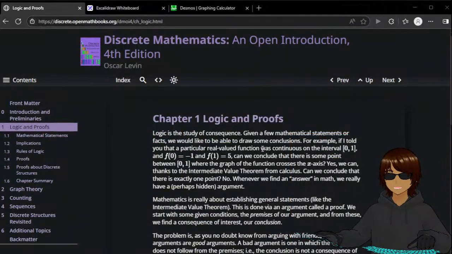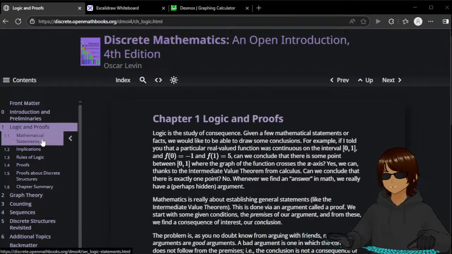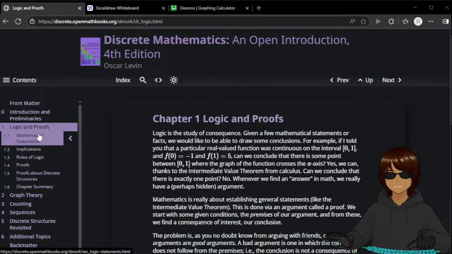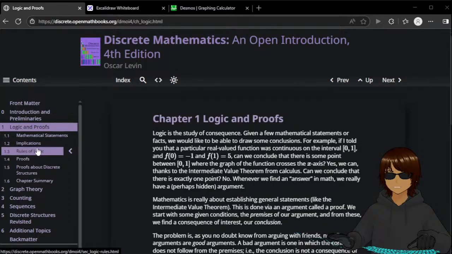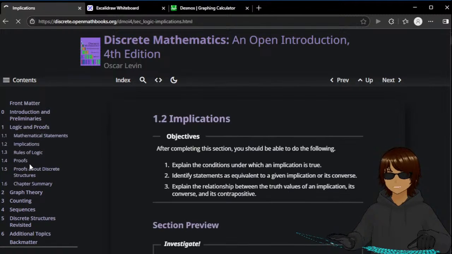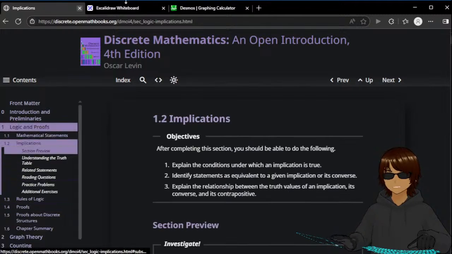Last stream, I was reading about logic and proofs. I read this chapter and these two chapters, but the thing is, my stream cut off early. This chapter got recorded, but these two chapters didn't get recorded. So I'm going to reread these two chapters and maybe read the proof chapter as well.